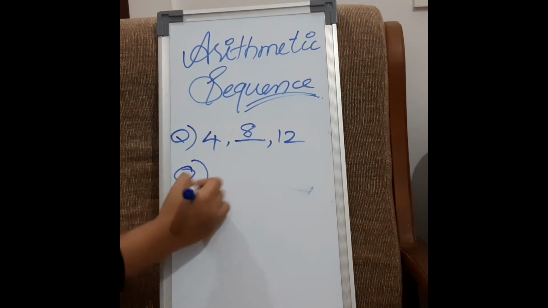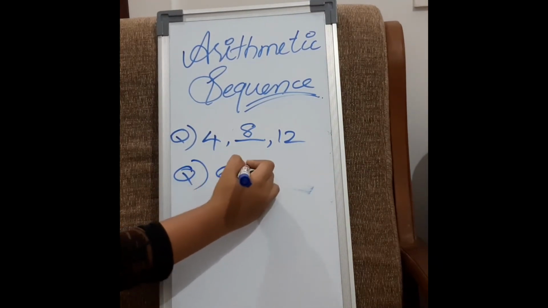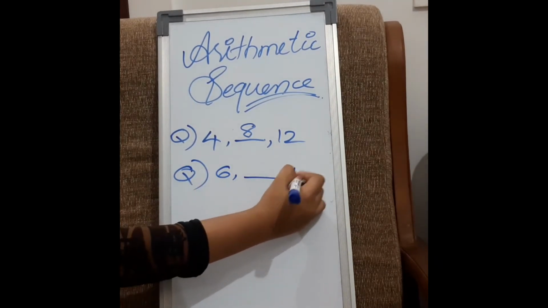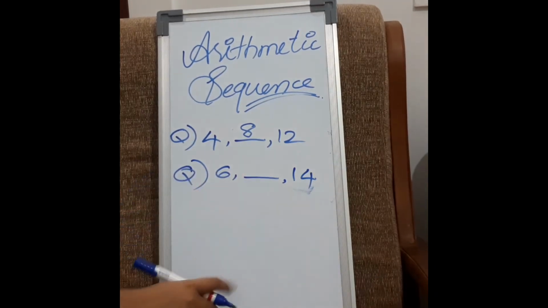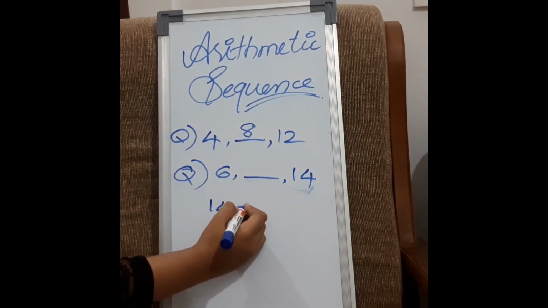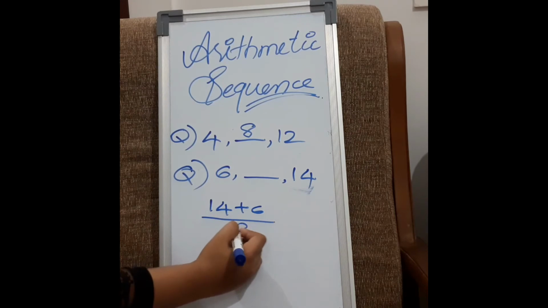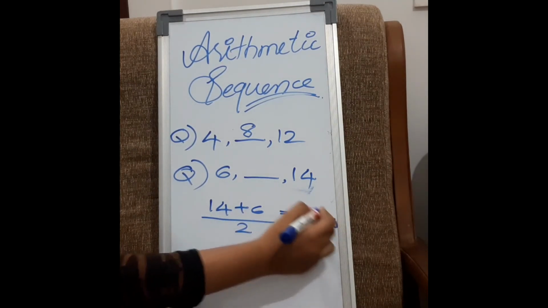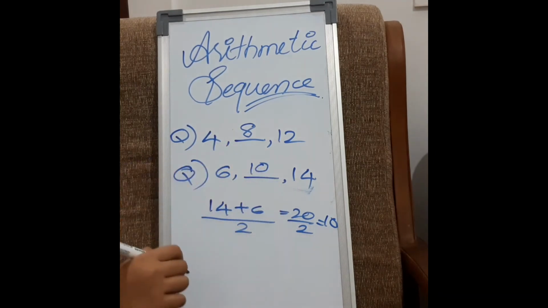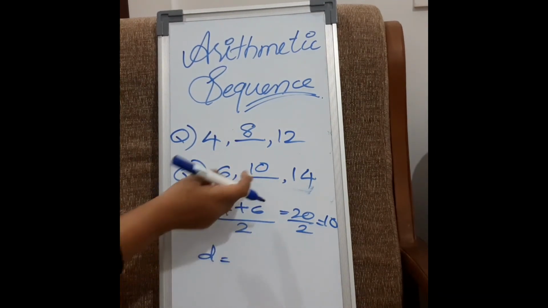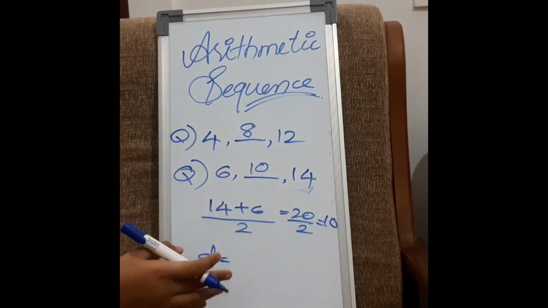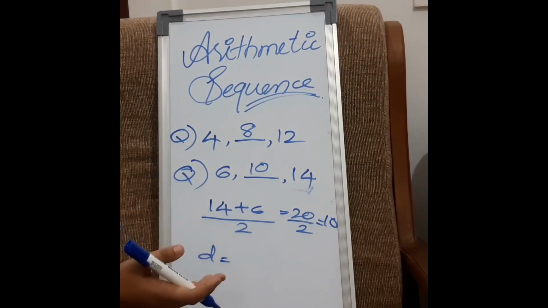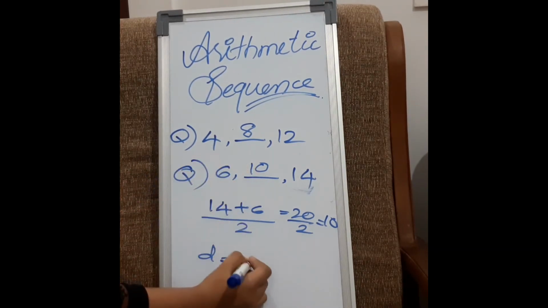Next question: 6, dash, 14, dash, 40? And we have to find this number. Just add the numbers and divide by 2. 14 plus 6 is 20. 20 by 2, 10. And we have got the second term. And what is the common difference? We can just subtract 10 minus 6 or 14 minus 10. Either way, because the common difference will be the same. So 10 minus 6, that is 4. So we have got the common difference also.